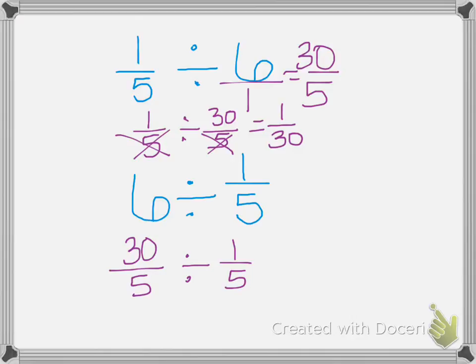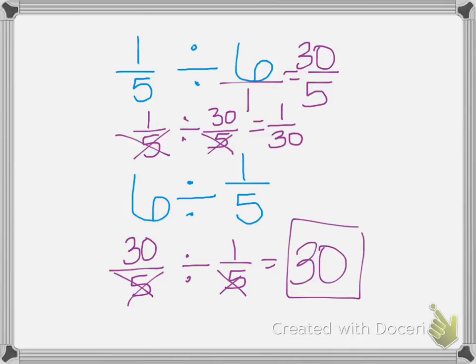we can rewrite the problem. Then again, we ignore our denominators and we just divide our numerators. 30 divided by 1 equals 30.